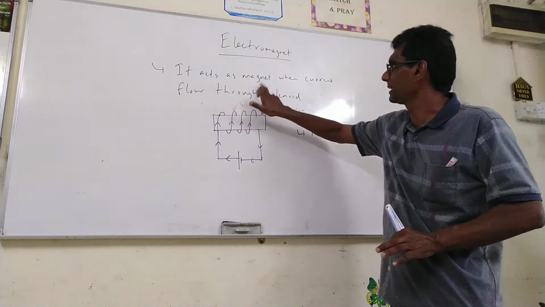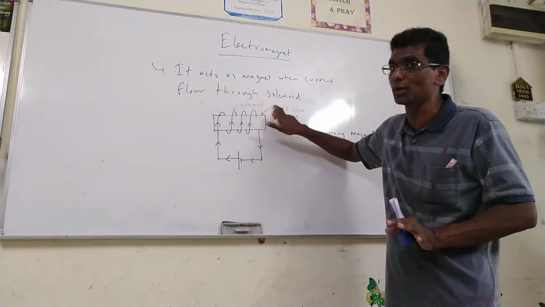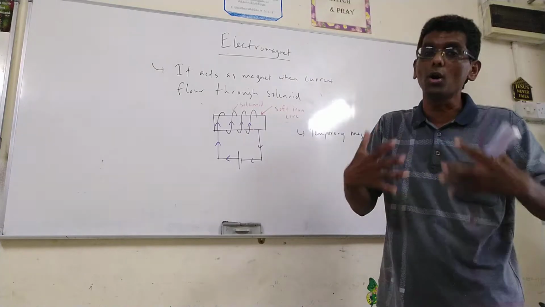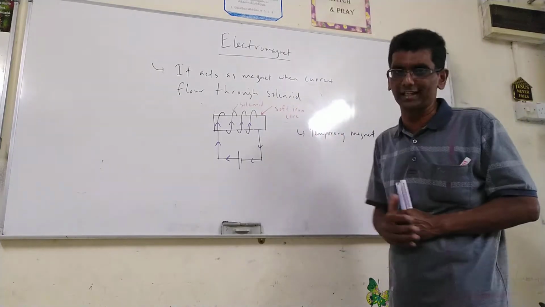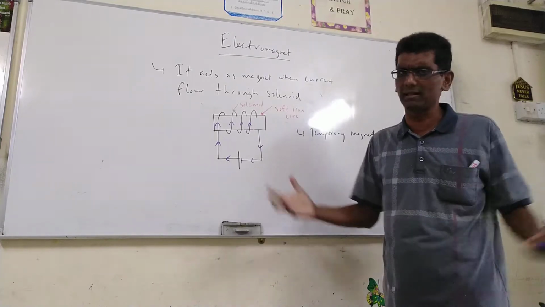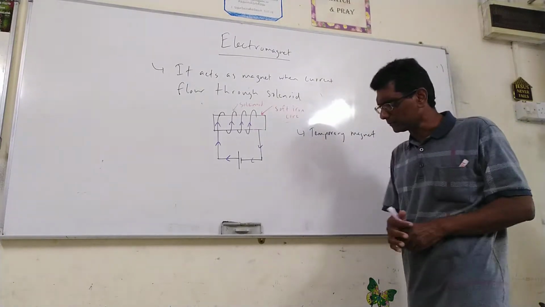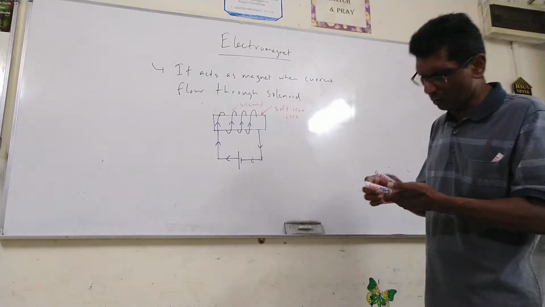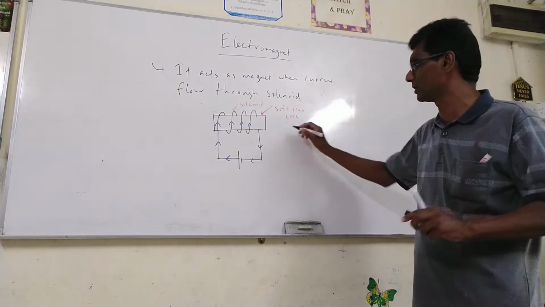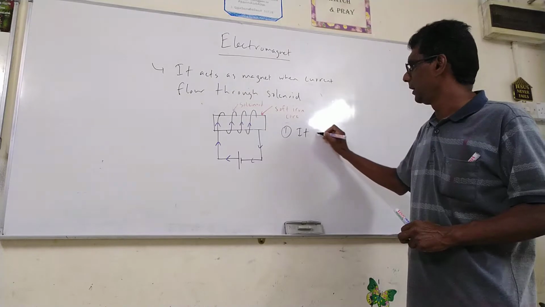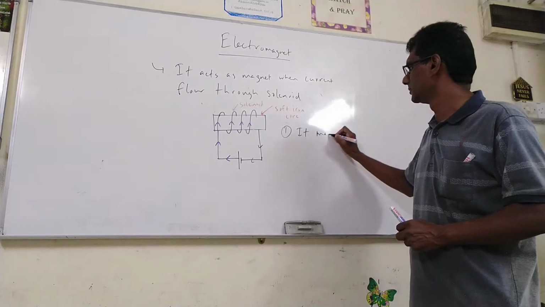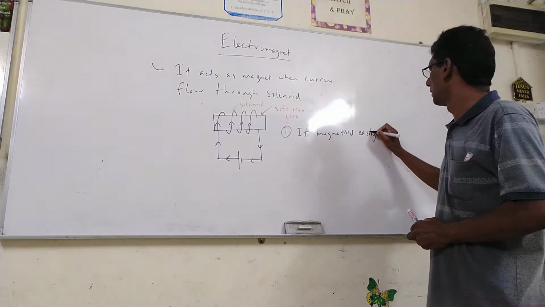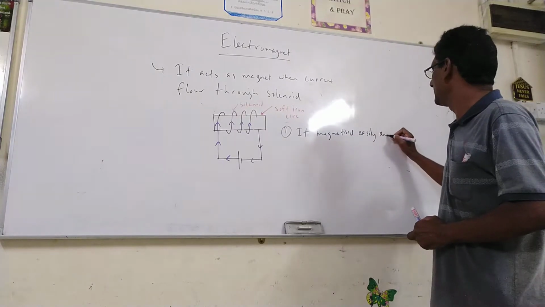It acts as a magnet when current flows through the solenoid. When current doesn't flow through the solenoid, it becomes ordinary soft iron, besi lembut. It's not a magnet. And there are two reasons why soft iron core is used. Number one, it magnetizes easily and immediately when current flows through the solenoid.